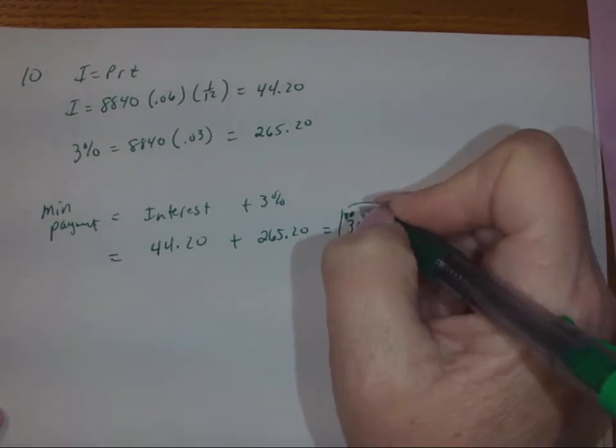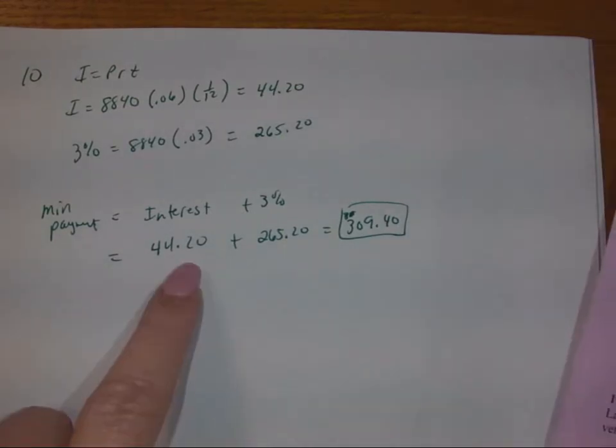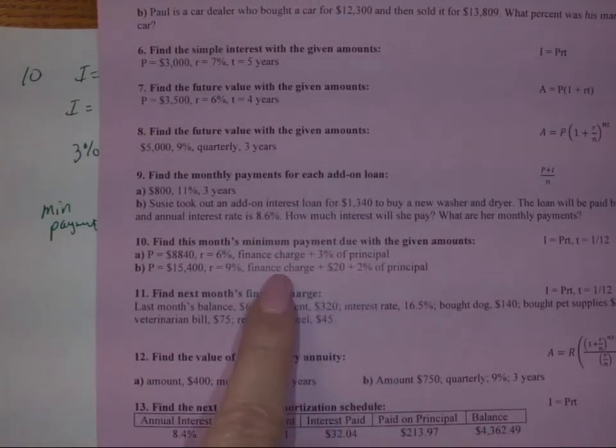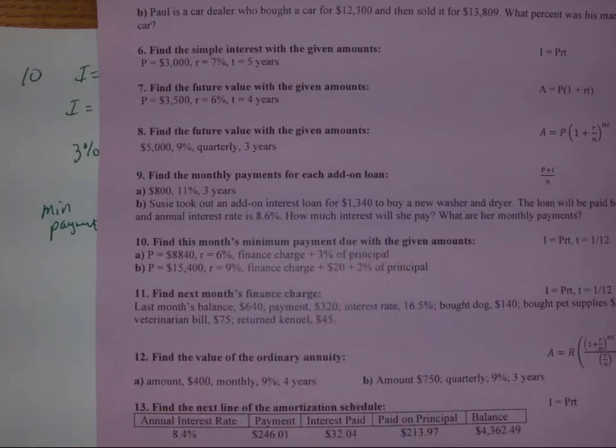Oops, my dollar sign's a little off there. $309.40. So on the next one, it would work the same way, except you have an additional $20 added. So you'll find the finance charge plus $20 plus your 2% of the principal. Otherwise, it's exactly the same. A little bit different scenarios.